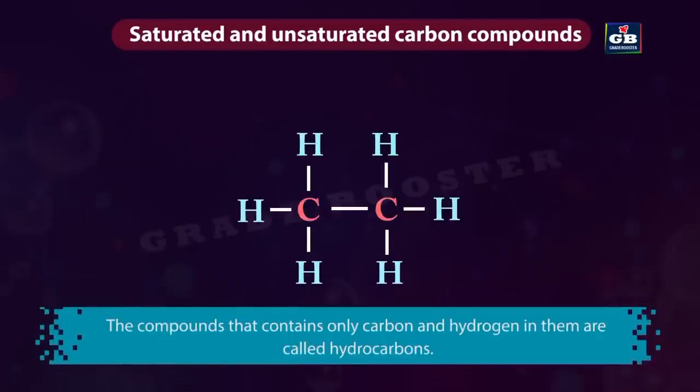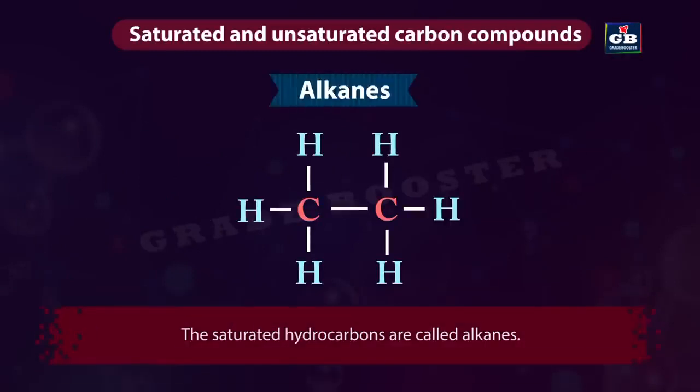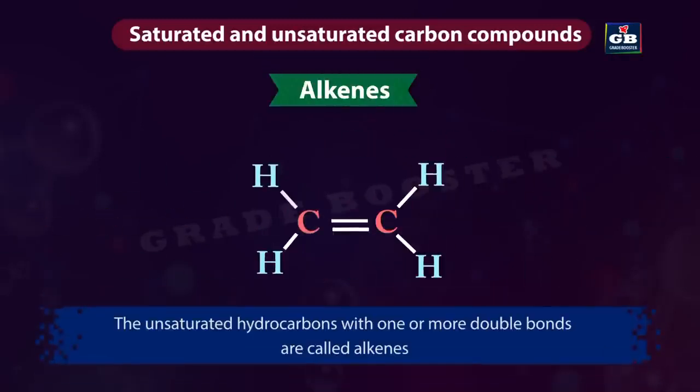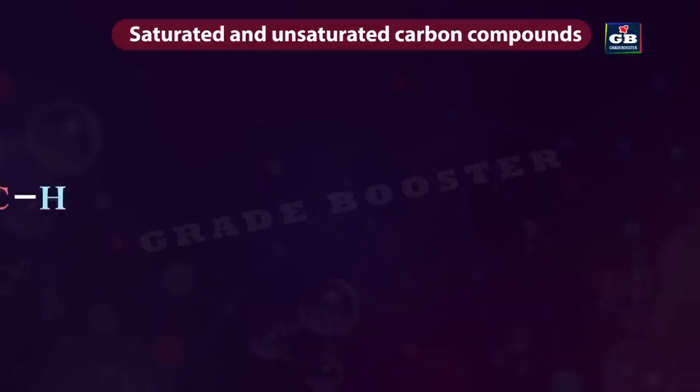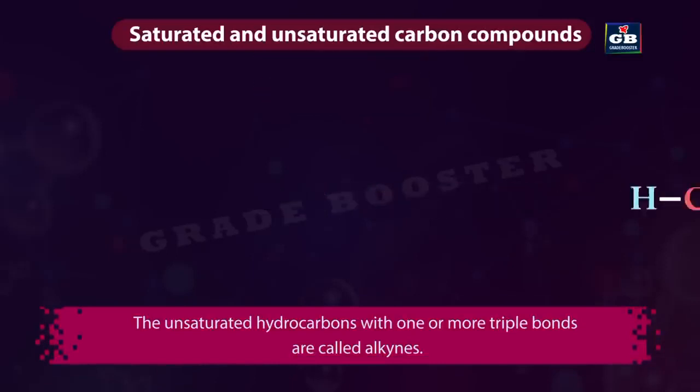The compounds that contain only carbon and hydrogen are called hydrocarbons. The saturated hydrocarbons are called alkanes. The unsaturated hydrocarbons with 1 or more double bonds are called alkenes. The unsaturated hydrocarbons with 1 or multiple triple bonds are called alkynes.